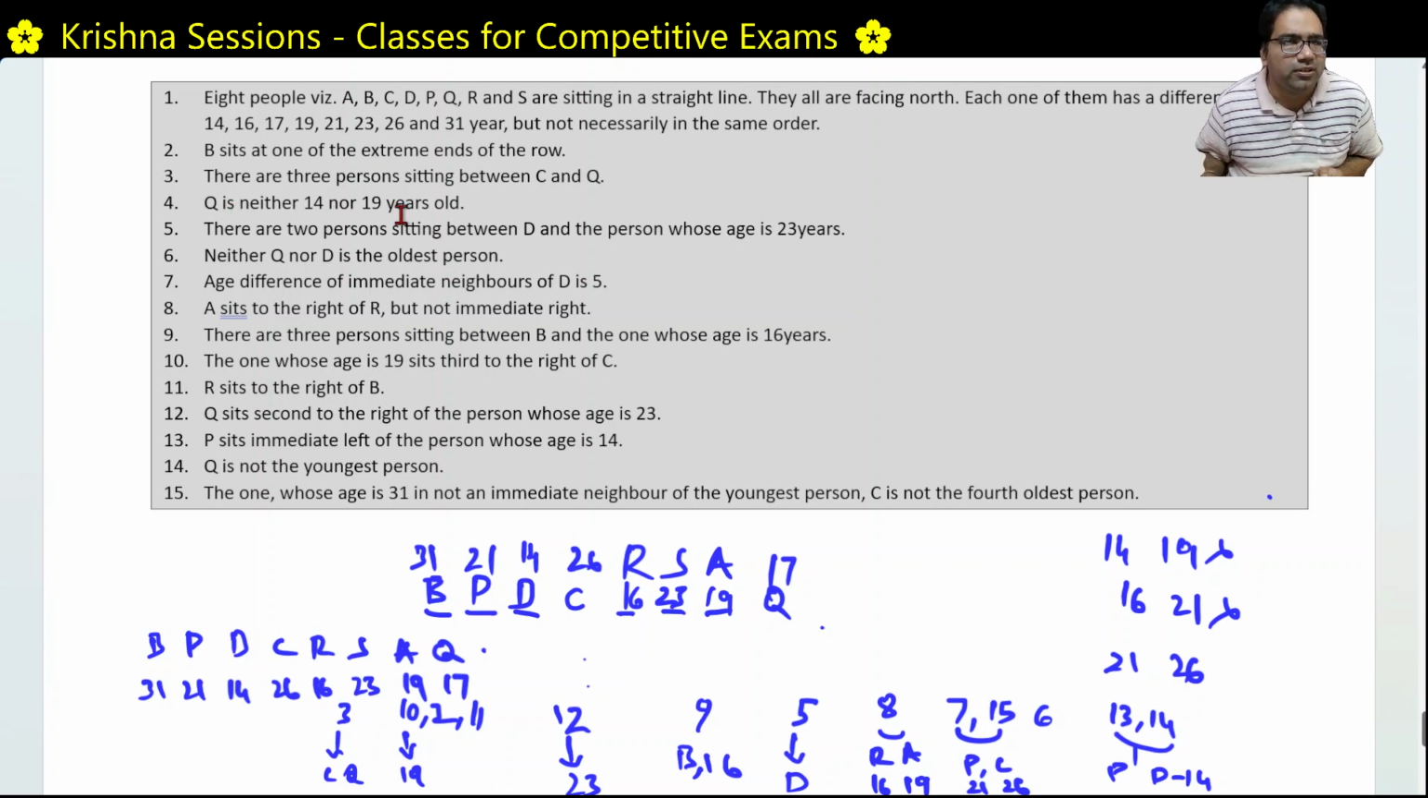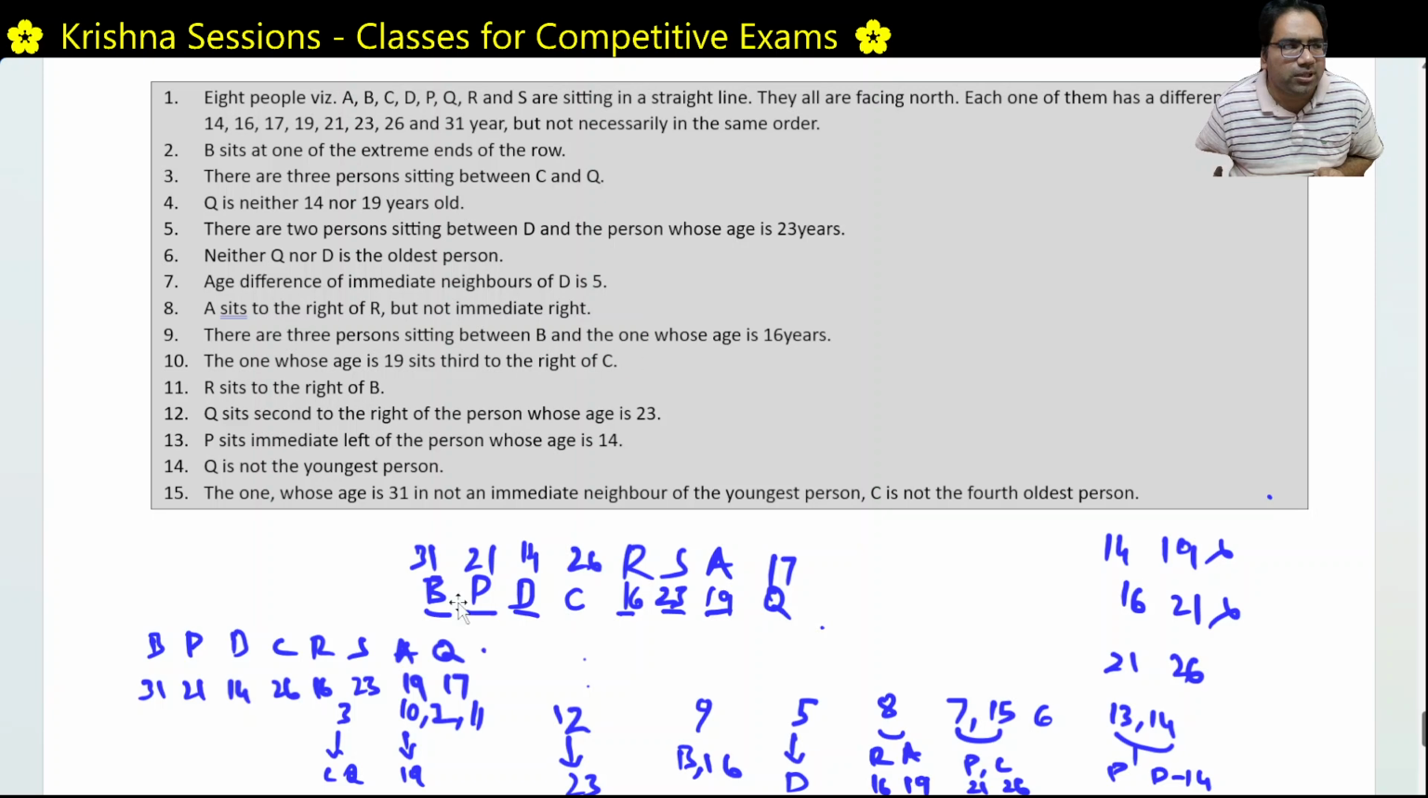What is condition number 4? Q is neither 14 nor 19. Yes, Q is neither 14 nor 19. There are two persons sitting between D and the person who is 23. D and 23, there are two people. Yes, very good. Neither Q nor D is the oldest person. Yes, Q is not oldest. D is not oldest, right? Age difference of immediate neighbors of D is 5. 26 minus 21 is actually 5.